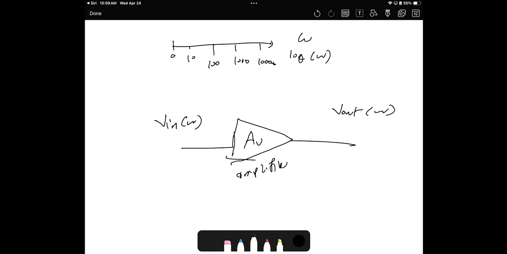So in the amplifier, we know that the gain, so AV means voltage gain. So voltage gain, AV of omega, equals V out of omega over Vin of omega. That's an example of the voltage.